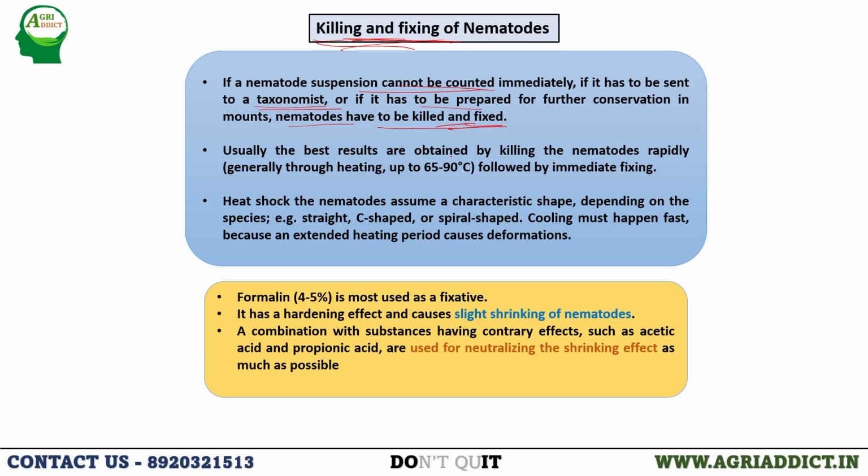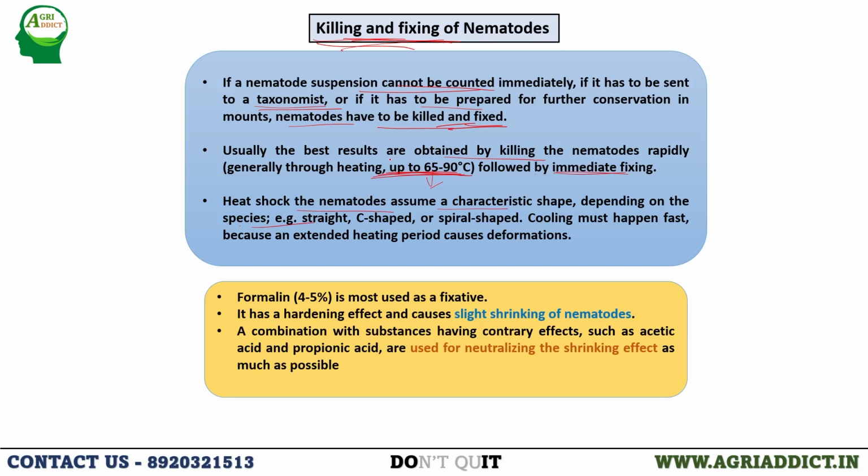The best results are obtained by rapidly killing the nematodes using heat, by heating to about 65 to 90 degrees Celsius. As it is a very high temperature, the nematodes will be killed. After that, immediate fixing can be followed using different fixative agents. The nematodes assume a characteristic shape depending on the species after heating.